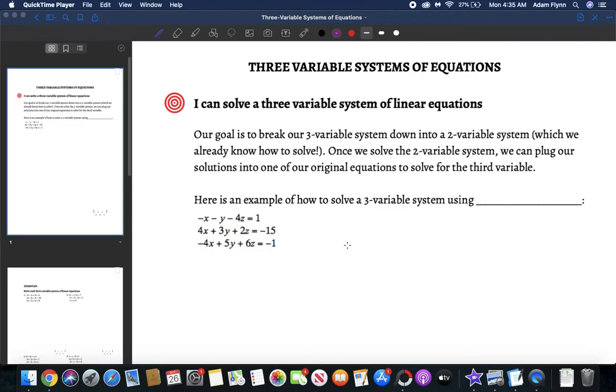So when solving three variable systems of equations, our goal is to break it down into a two variable system because at this point we already know how to solve two variable systems and we've got multiple strategies. We could graph by hand, we could use elimination, substitution, or Cramer's rule. Once we solve the two variable system, we can plug our solutions into one of our original equations and solve for the third variable. So for three variable systems of equations, even though we could use a few different strategies, the main one we're going to use is elimination.